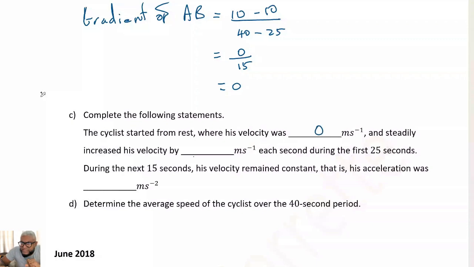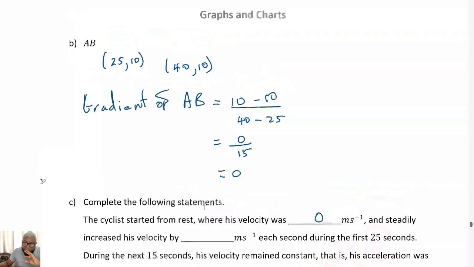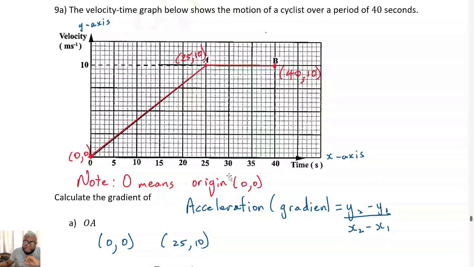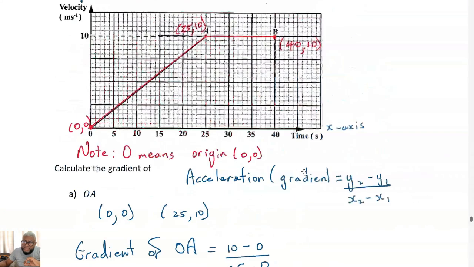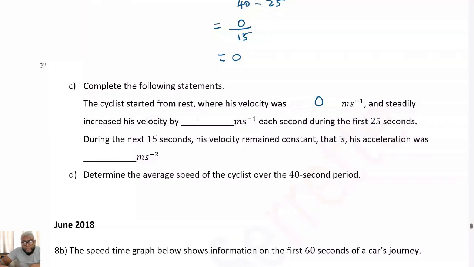And he steadily increased his velocity by how many meters per second? If you steadily increase your velocity, this is actually your acceleration, each second during the first 25 seconds. So that would be the gradient. How much is his velocity going up by? It's going up by 0.4, or 2/5, each second during the first 25 seconds.